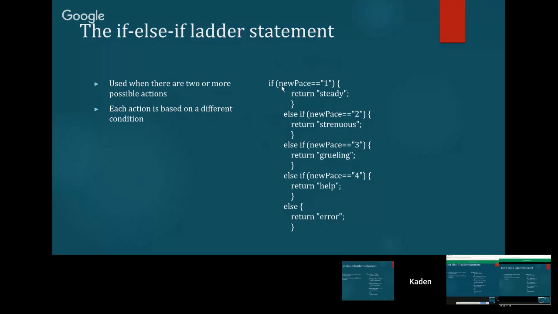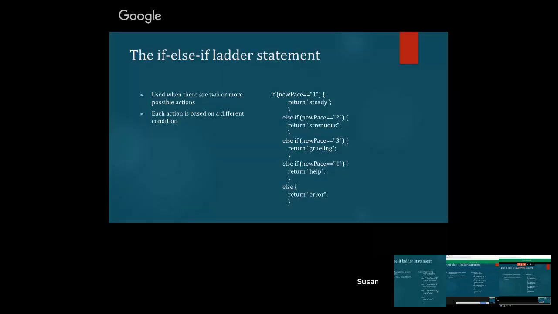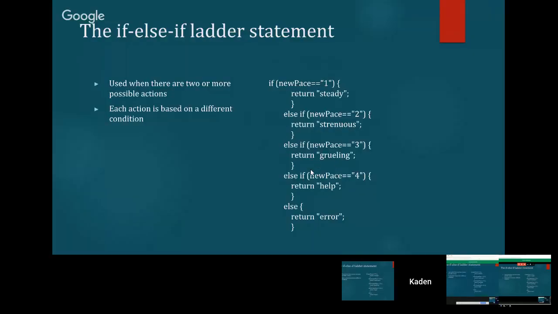So here we have the condition: if the new pace is 1, if the user has input 1, then it's going to return the pace steady. And then we have other conditions, or else if the new pace is 2, or else if the new pace is 3, or else if the new pace is 4, it'll assign the pace accordingly. Or in the case of 4, it'll take them to the help. And if they don't put any of those numbers, it all falls under this last else, and it'll give an error.